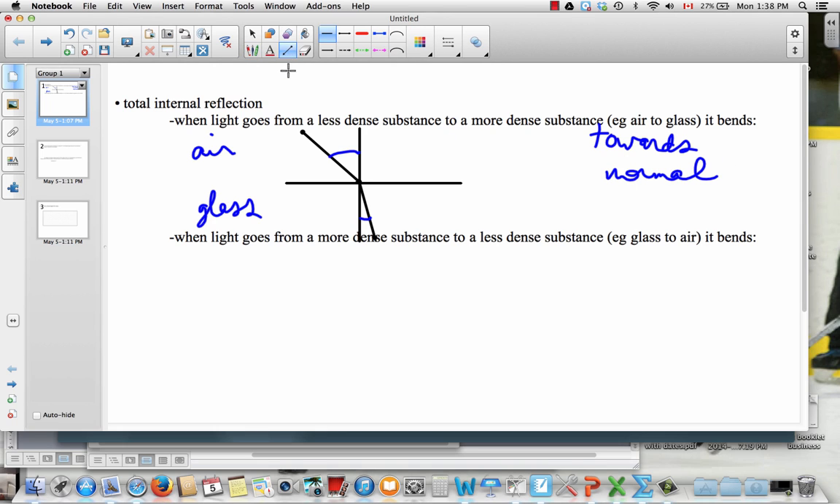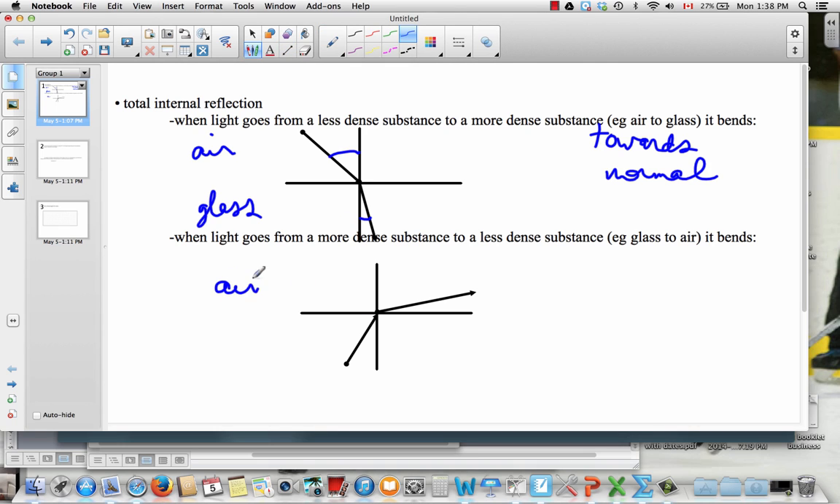Now, if we reverse that experiment, so now we're sending a ray from the glass out into the air, what we find there is that the angle actually increases. It bends away from the normal line. And the normal line, again, is just this imaginary line perpendicular to the interface. So the light ray bends away from the normal line when it's going from something more dense to something less dense.